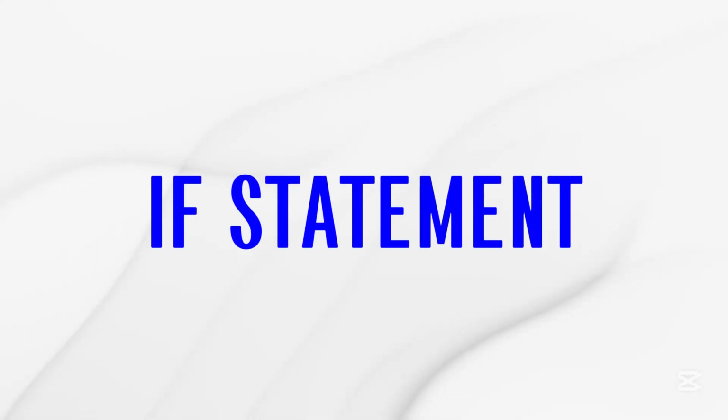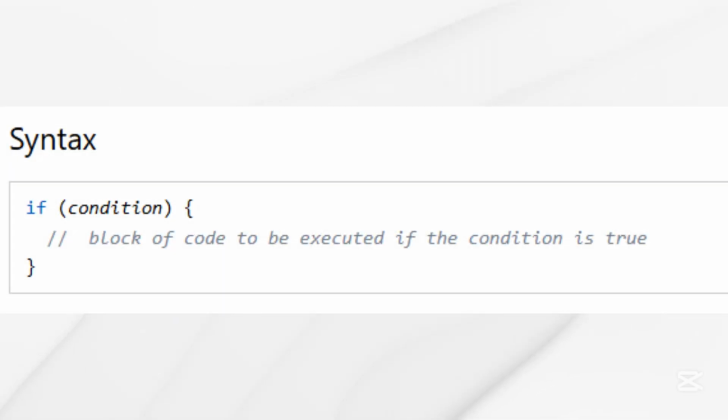First, let's talk about the if statement. In JavaScript, the if statement is used like this. Here, condition means a condition or a question whose answer is true or false. If this condition is true, then the code written inside the curly brackets will run. If the condition is false, that code is skipped, and the program moves forward.